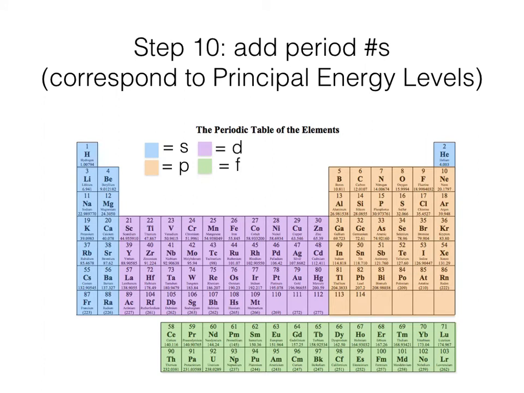Now with your pen, we're going to go through and add the period numbers. Period numbers in this case correspond to the principal energy levels. So those are going to go down the periodic table, 1 through 7. I like to put them on both sides. And again, these are the period numbers, but they also correspond to the principal energy levels. Don't forget the ones on the bottom, those are 4 and 5, and again, I like to put them on both sides.